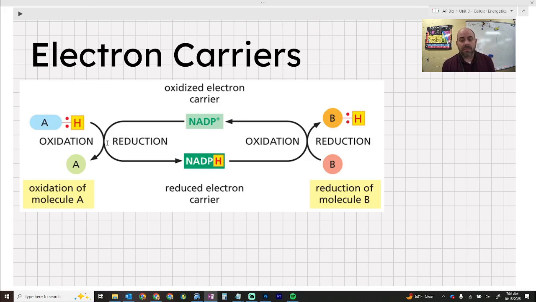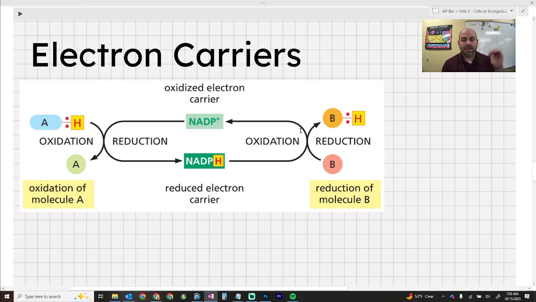And how would something's charge be reduced, become more negative? How would it become more negative? By gaining electrons. And so when NADP+ is reduced, it is going to become NADPH. It's picking up those 2 electrons that magnesium let go of, that water, when it was broken up, got rid of, right? And then it's going to go and reduce something else.